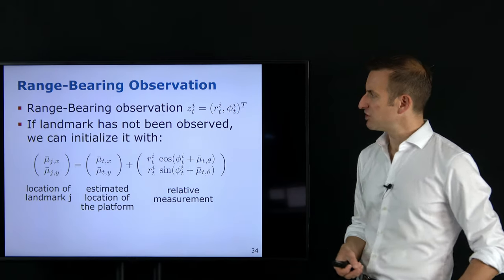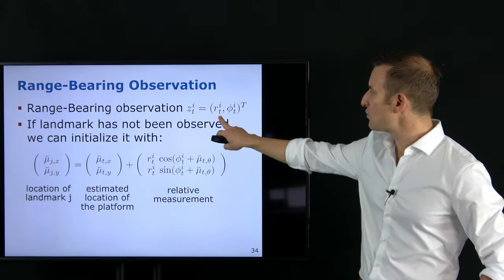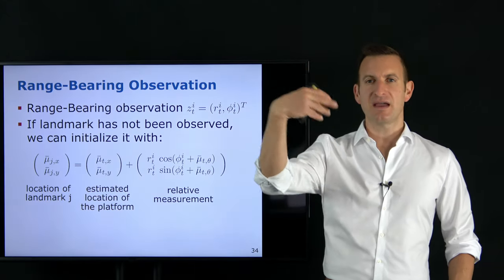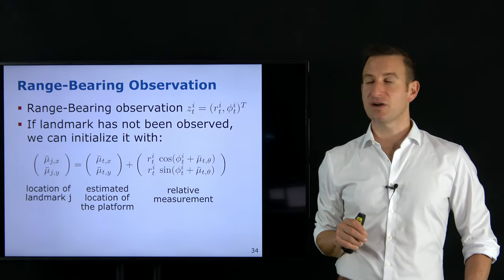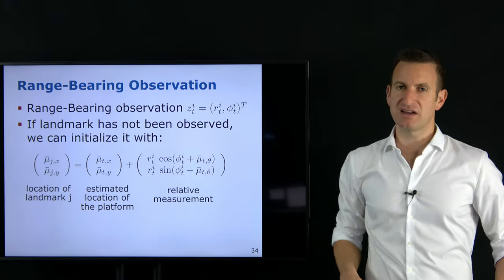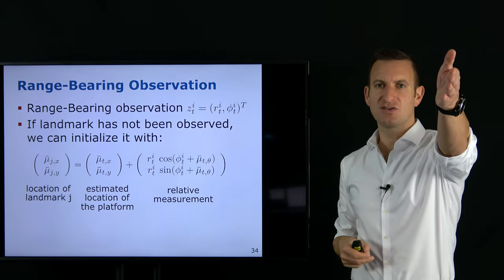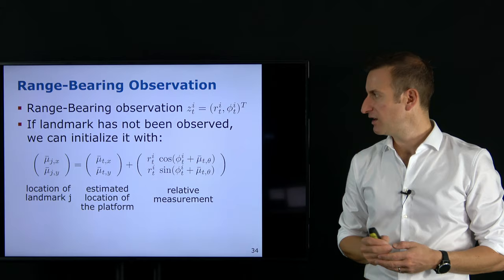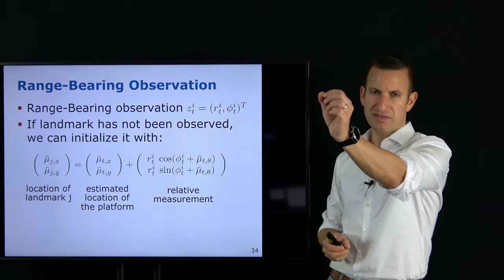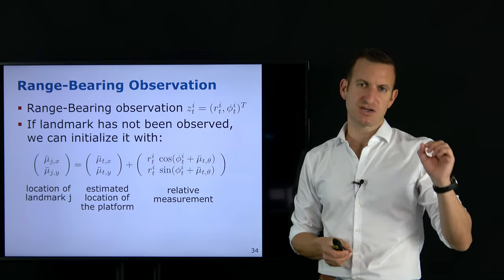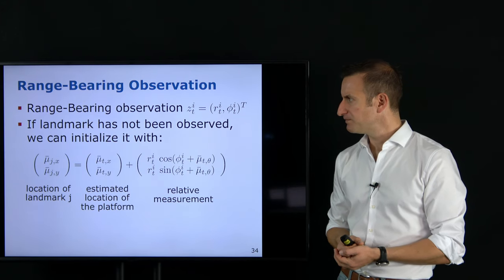So, range-bearing observation, how does that work? A range-bearing observation is a two-dimensional quantity which gives me a range and a bearing. So I say that point is 3 meters away and 30 degrees to my right-hand side, for example. Or 10 meters away, 1 degree to my left-hand side. These are examples of range-bearing observations. And again, I have known data association, so I know to which index this corresponds in my state vector.